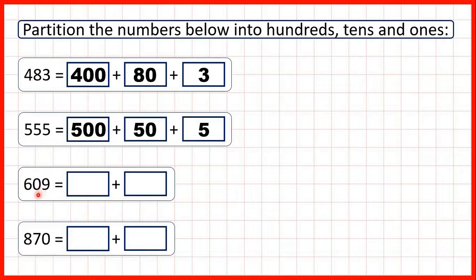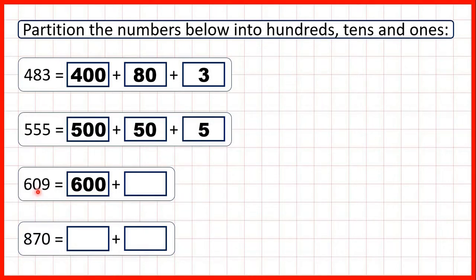But now we have 609. So this 6 in our hundreds represents 600. We know it's in our hundreds because we have 2 digits after the 6. So when we partition, we need 2 zeros after the 6.